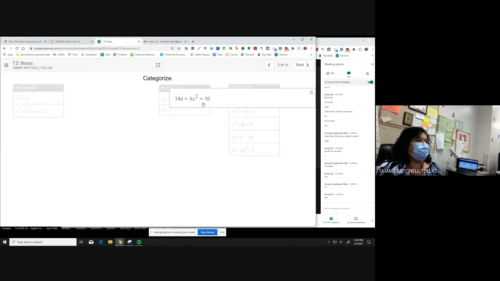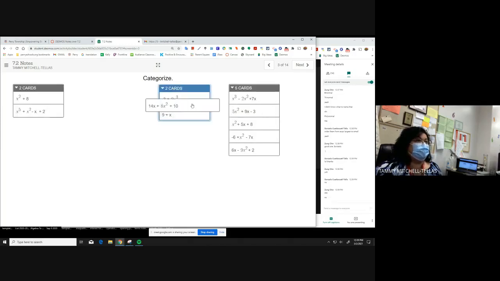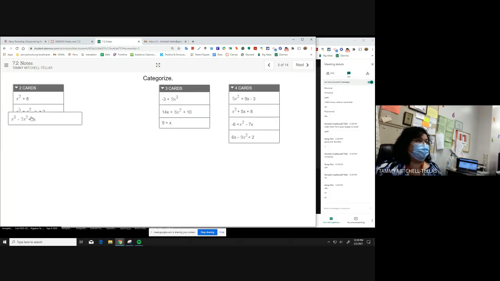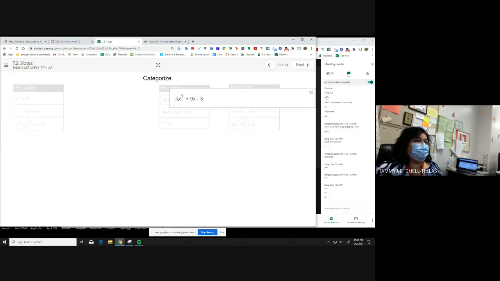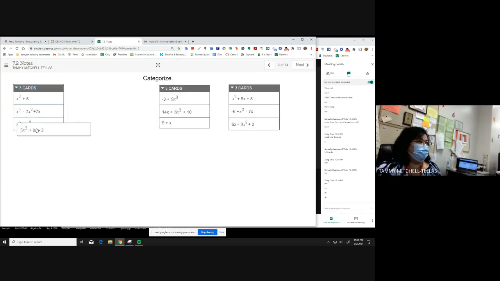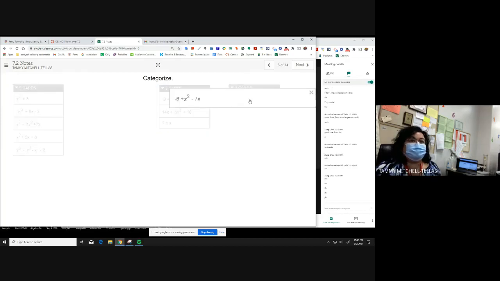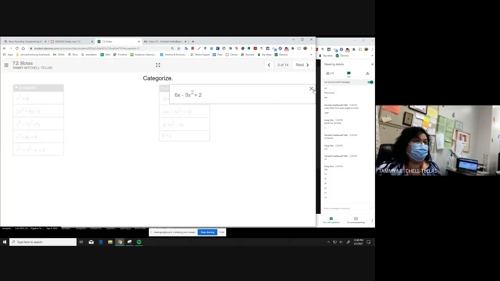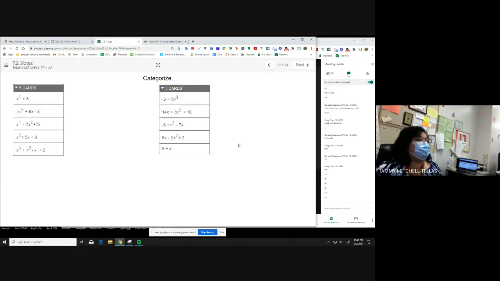All right, how about this one? Is that in standard form? No, because x squared should have been first and it's not. So that's a no. How about that one? Is that in standard form? Yeah, for sure. It is. We need to move it over here. How about that one? Standard form? Yeah. X squared is first. How about this one? Standard form or no? Yeah. How about this one? Standard form? No, because x squared should have been first. And then how about that one? No. Okay, so standard form is important.